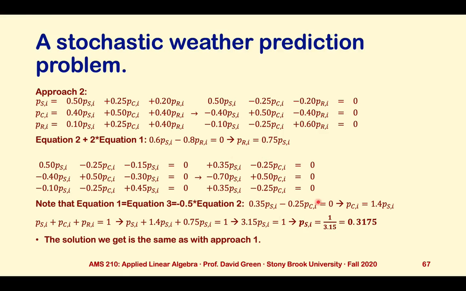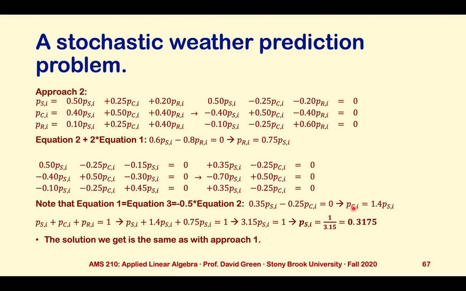But we can take this single equation we have and rearrange it to give PC in terms of PS, the probability of being cloudy in terms of the probability of being sunny. And we get this relationship here: PC is 1.4 PS. You might think that now we don't know anything more we can do. We're kind of stuck. We weren't able to get a single answer for the probabilities.